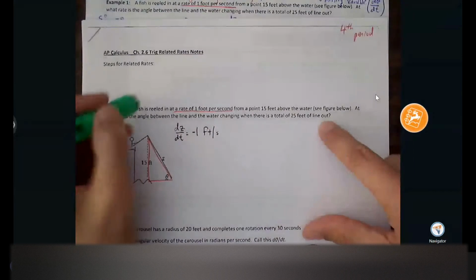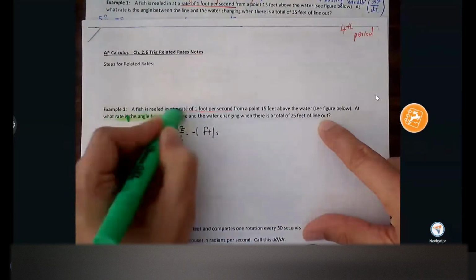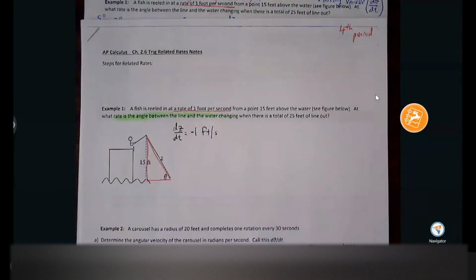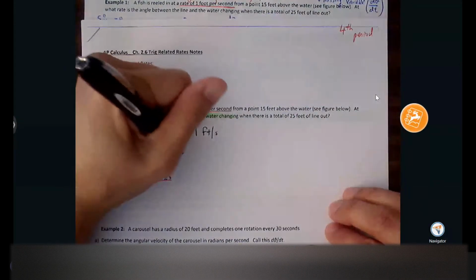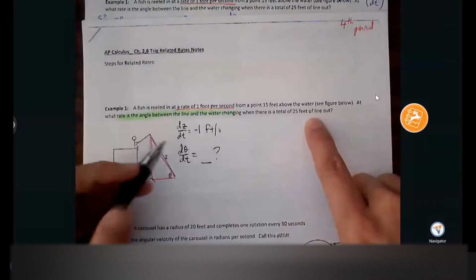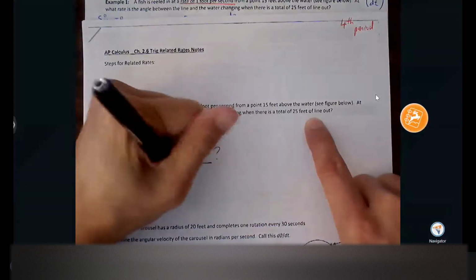So that's what we're ultimately looking for. And that's the rate of change of theta, which is d theta dt. Okay, when there's a total of 25 feet of line out, so here's the line. Z is 25.